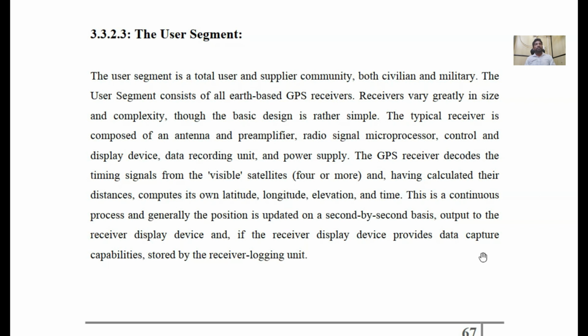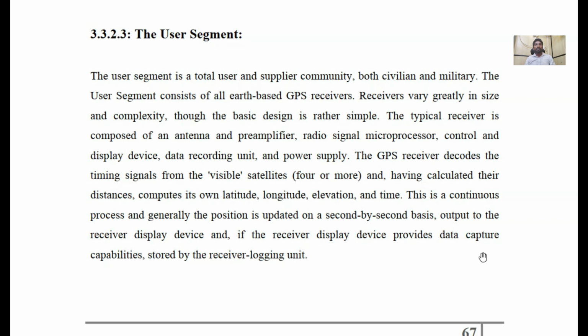The GPS receiver decodes the timing signals from the visible satellites and, having calculated the distance, computes its own latitude, longitude, elevation and time. This is a continuous process and generally the position is updated on a second by second basis. Output goes to the receiver display device, and if the receiver provides data capture capabilities, it is stored by the receiver logging unit.